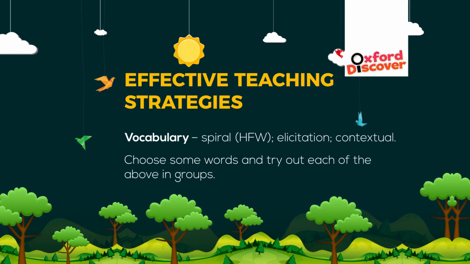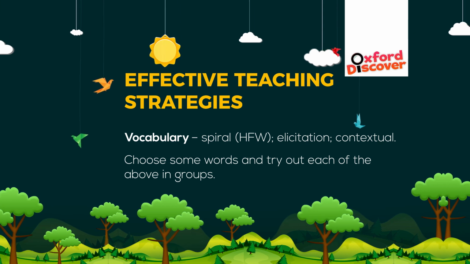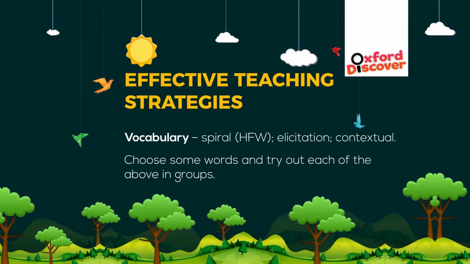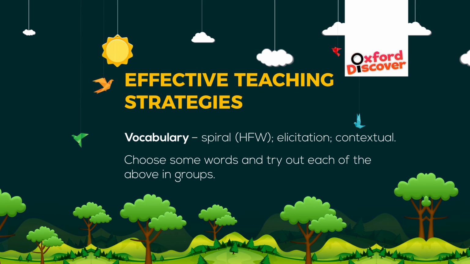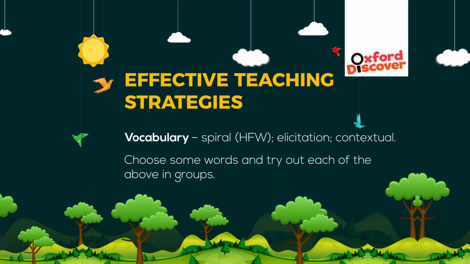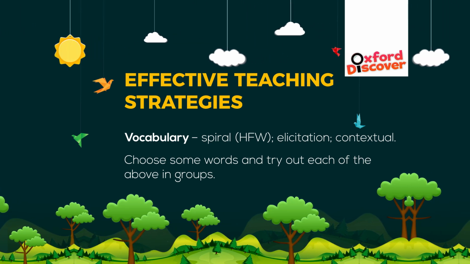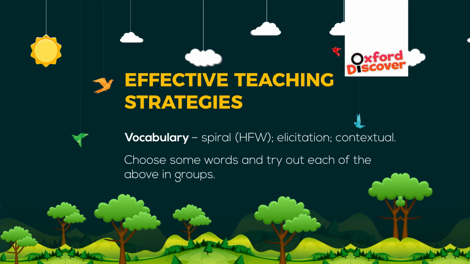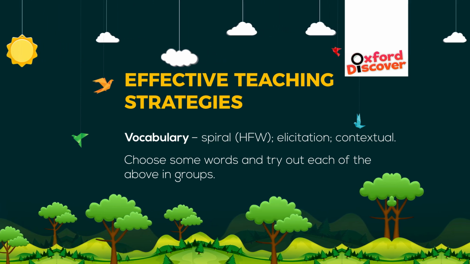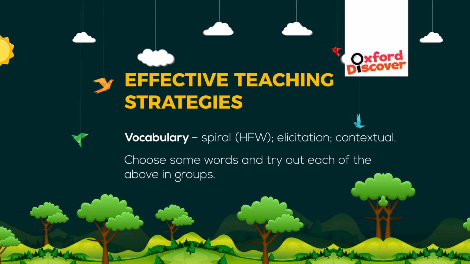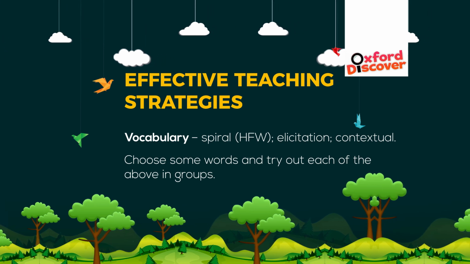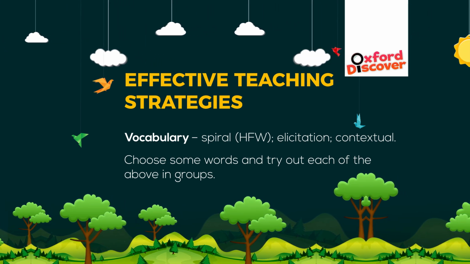Effective teaching strategies in Oxford Discover would include vocabulary building through a spiral approach, where students are exposed to high-frequency words. There's elicitation, where the teacher provides a word such as gorgeous and places it in context in a sentence with an example, and then asks what other words could you use for gorgeous.